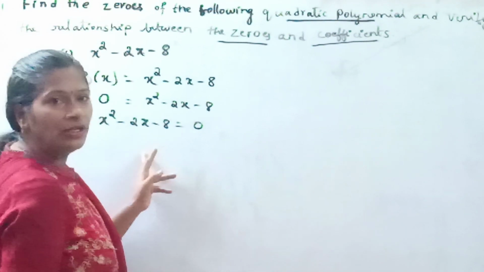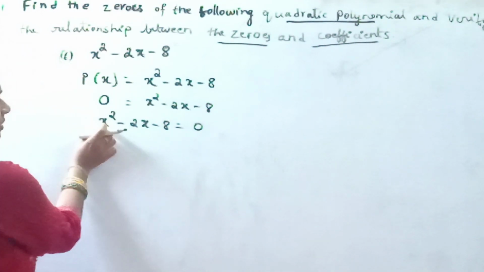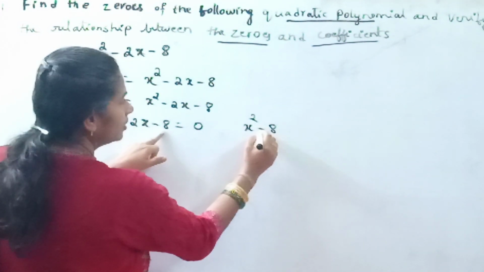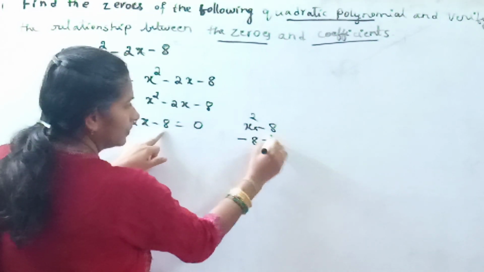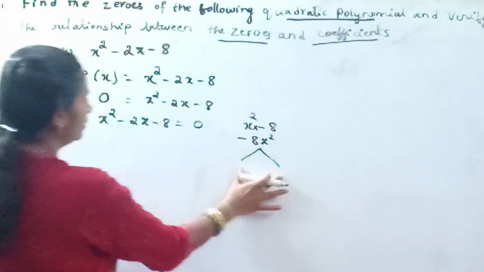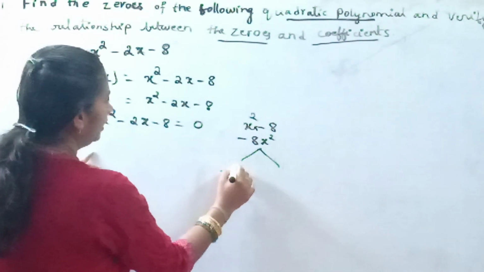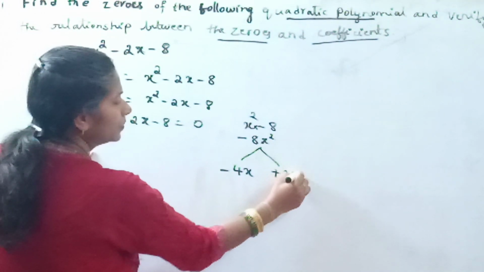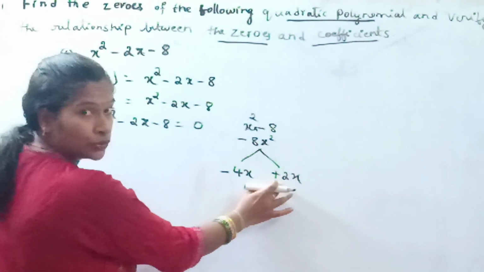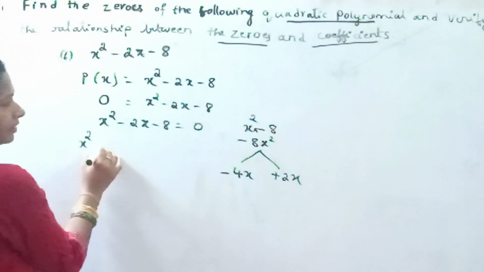Let us find the x value using the method factorization by splitting the middle term. So first term here x square and third term is minus 8. So multiply, we will get minus 8x square. So we should find the factors of minus 8x square such that if you add those two factors, we should get middle term. So the factors are, let me take minus 4x and plus 2x. Minus 4x plus 2x is minus 2x. Minus 4x into plus 2x is minus 8x square.